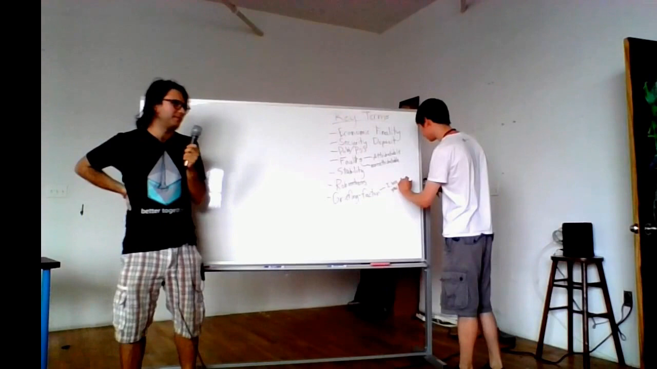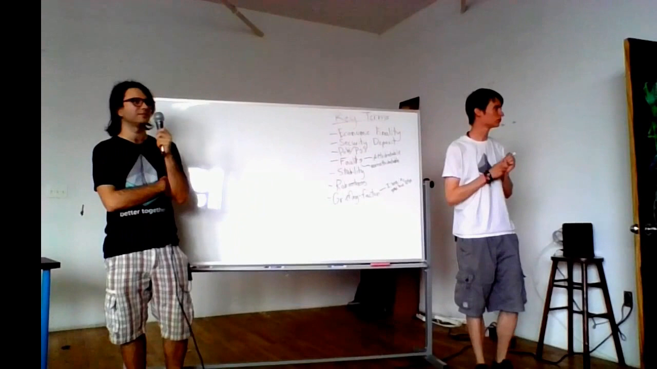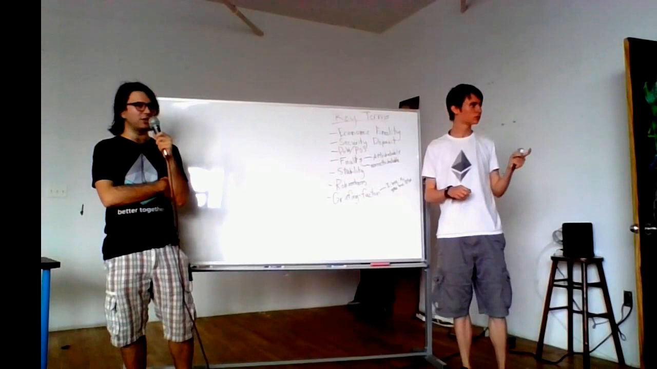Yeah, sure. So the question is, with validator set rotations, how do we penalize people who claim to be different people but are actually one?